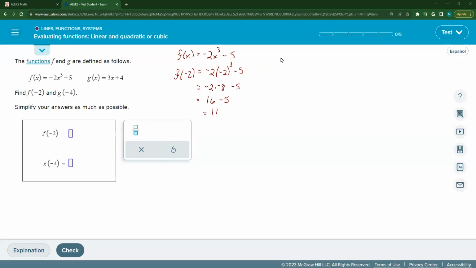The second part of this problem, I have g of -4, so I need to look at the g of x function, which is 3x plus 4. So g of -4 means every x is going to be replaced by a -4. Yet again, I'm going to use parentheses. So 3 times -4 is -12, plus 4, which is -8. And then we're going to type those answers in and double check our work.